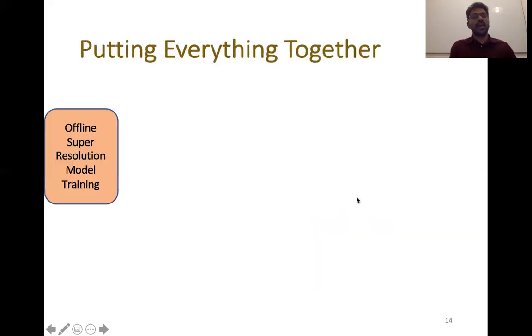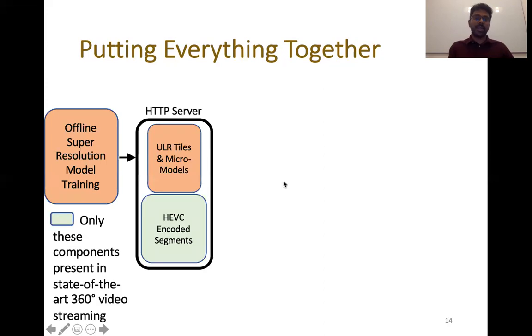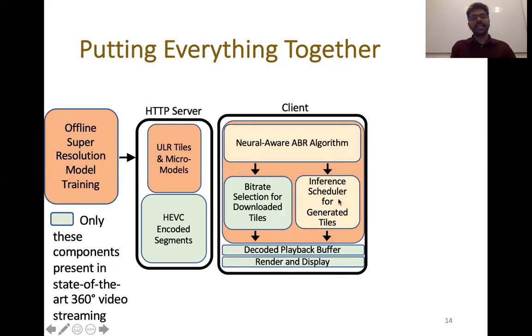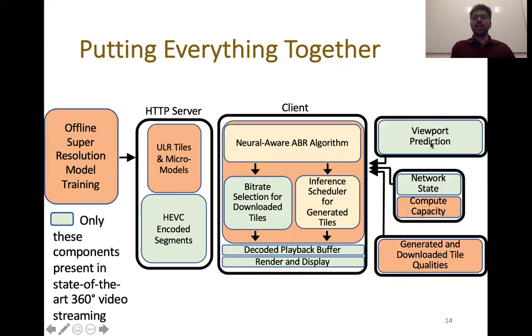So putting everything together, our Parsec system looks like this. We have this offline super resolution model training, and then we have the ultra low resolution tiles and micro models along with the traditional H.264 or HEVC encoded segments. On the client side, we have our neural aware ABR algorithm that selects different bit rates based on the network capacity and schedules different tiles for inference on the GPU. The neural aware ABR algorithm takes the tile probabilities from the viewport prediction and network capacity and compute capacity, as well as the generated tile quality as an input to make these decisions.